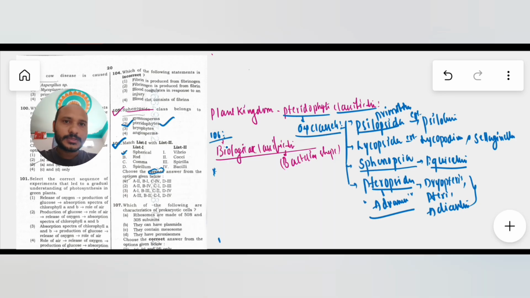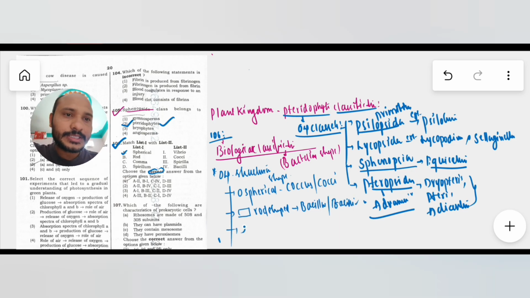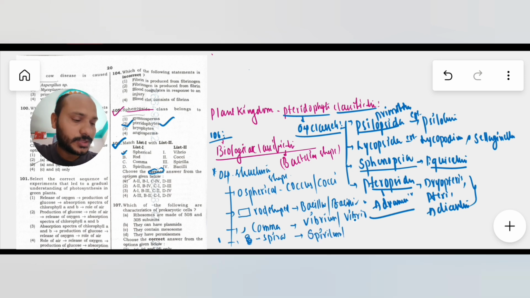According to NCERT, bacteria are grouped based on 4 structural shapes. Bacteria with spherical shape, meaning round shape, are called coccus, or in plural cocci. Bacteria with rod shape are called bacillus, or bacilli. Bacteria with comma shape are called Vibrium, or also Vibrio. And one more important structural group is the spiral shape. Such bacteria are called spirillum, or simply spirilla. So based on structural shapes, bacteria are classified into 4 important groups.